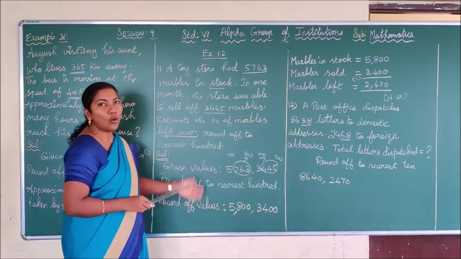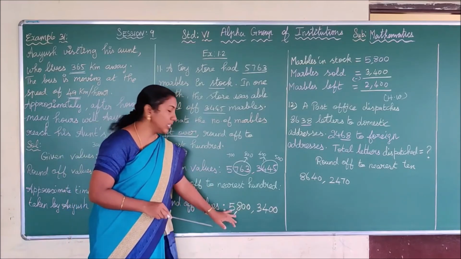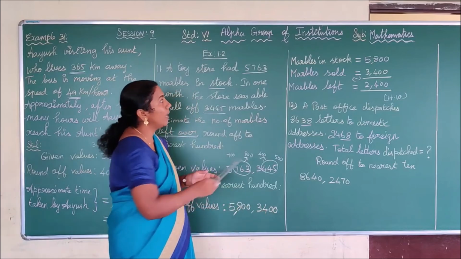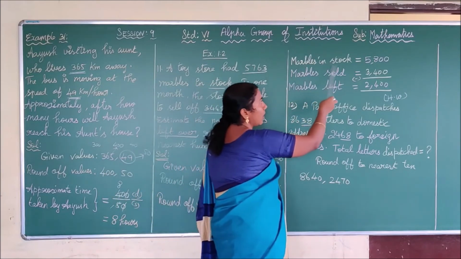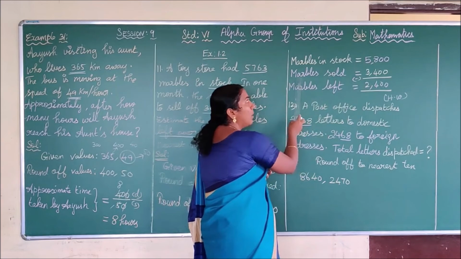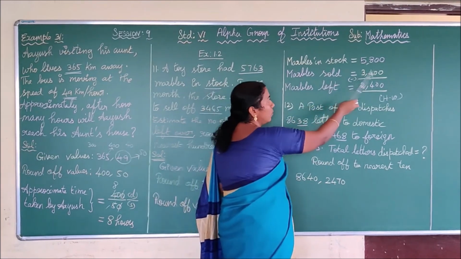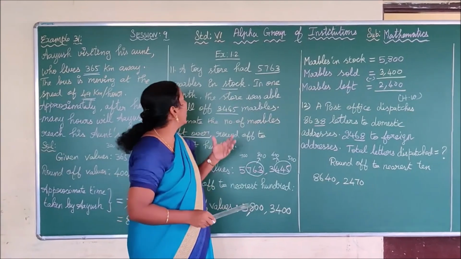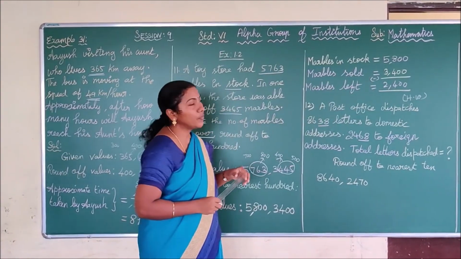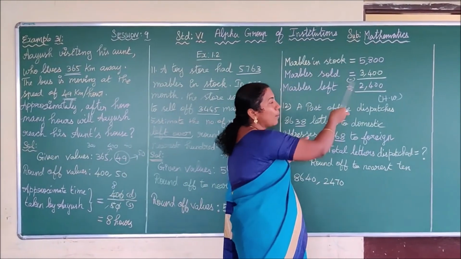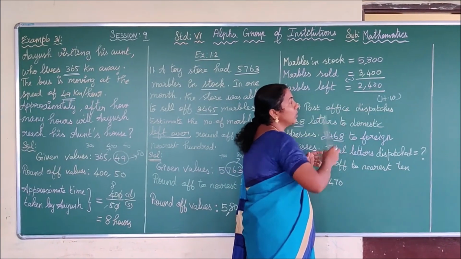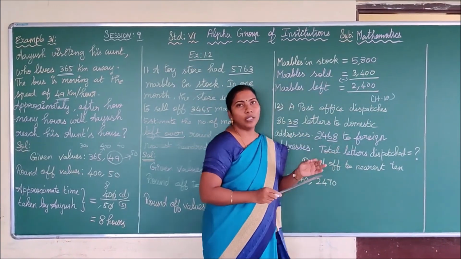Thus we have rounded off the given values. That is 5,800 and 3,400. We write it as number of marbles in stock equal to 5,800, and marbles sold in 1 month equal to 3,400. To find the number of marbles left over in that shop, you have to subtract. By subtracting this from 5,800, you get 2,400 marbles left in the shop.